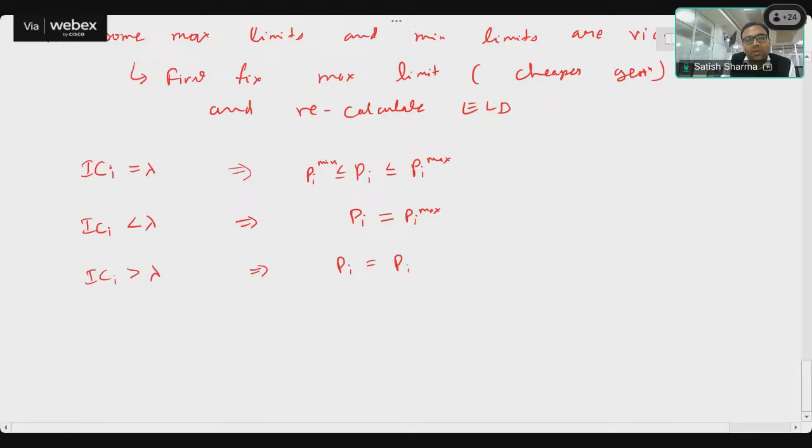Similarly, if the incremental cost of the generator is more than lambda, then we will keep Pi equal to the minimum limit. This part you can simply understand by economics as well: whenever the incremental cost of the generator is equal to the system price or the market price, it will produce within the limits, and whatever is the optimal value out of the economic load dispatch, it will produce that value. So there is no fixed value, it is not necessarily at maximum or minimum. It will produce some value depending upon the problem and the demand.